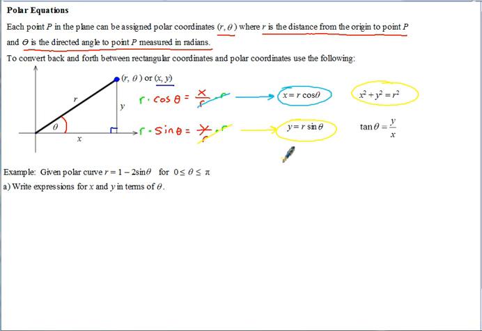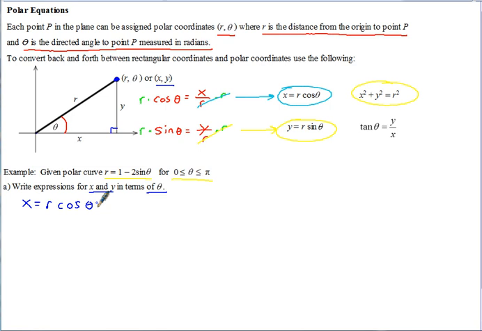So this says, given the polar curve r equals 1 minus 2 times the sine of theta, where theta is between 0 and pi, write expressions for x and y in terms of theta. Okay. To get the x coordinate, we'll use this equation, x equals r times the cosine of theta.